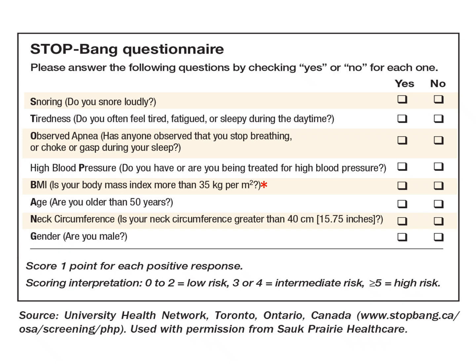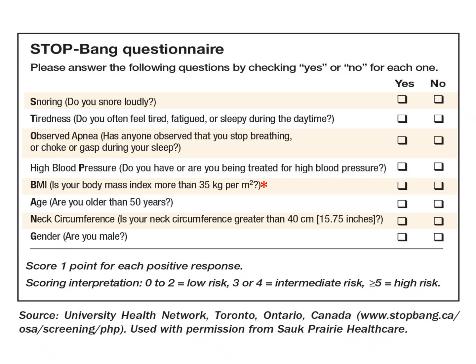So the STOP-BANG is an acronym. S is for snoring, T is for tiredness, O is for observed apnea, P is for high blood pressure, B would be having a BMI greater than 35 kilograms per square meter. The A is for age. Are you older than 50 years? N is for neck circumference. Is it greater than 40 centimeters? And G is for gender: are you a male?